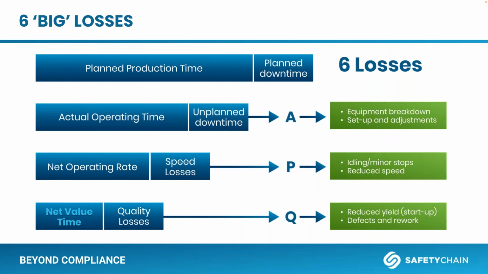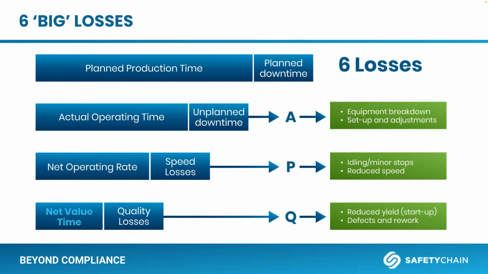Six big losses. I just want to get into these. So again, we have our planned production time and then planned downtime. Two of the losses are equipment breakdowns, unplanned downtime, and setups and adjustments. So that's downtime, and when we take our planned production time less those losses, we get actual operating time. That gives us a high-level definition of availability.